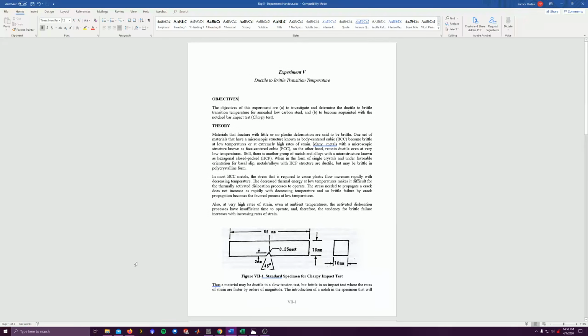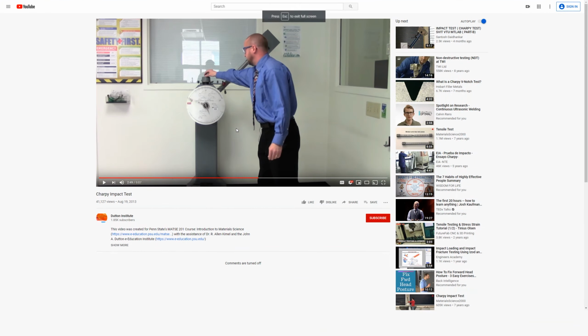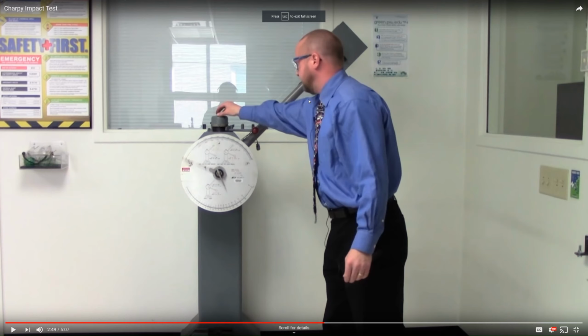Okay, so what we're going to do in this lab is we're going to use this Charpy impact tester, where it's basically a hammer right here, and it's going to swing down, and it's going to hit a specimen that we have in the center of our test stand here, and it's going to fracture it.